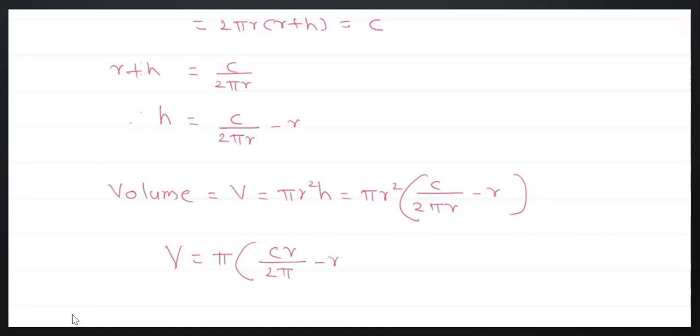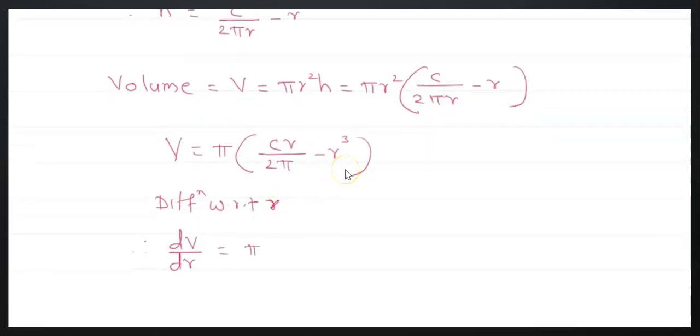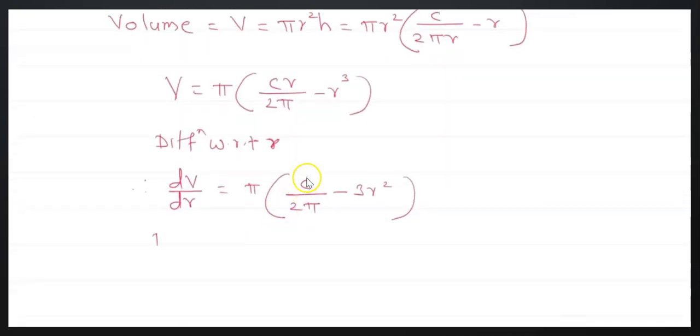Now here V is equal to pi r square into h. This is the volume of the cylinder. That is pi r square, and h is c upon 2 pi r minus r. Therefore V is equal to pi in bracket (c r upon 2 pi minus r cube). Now differentiate this with respect to r. Then you will get dV upon dr is equal to pi in bracket (c upon 2 pi, derivative of r is 1, and r cube gives 3r square).